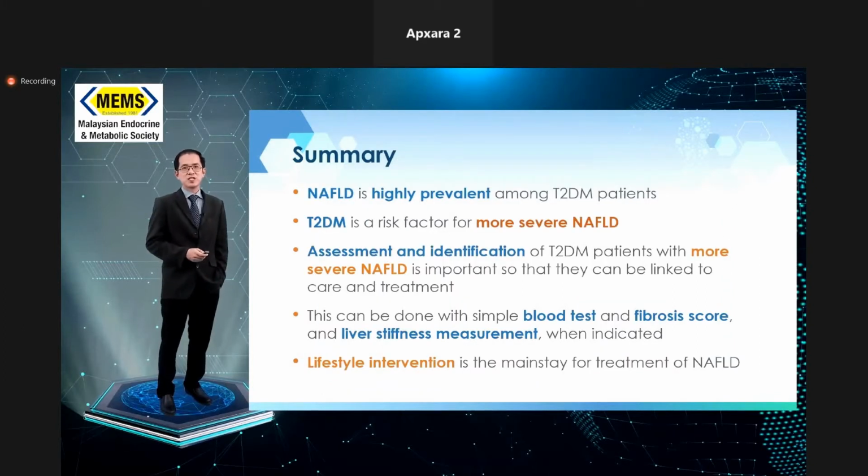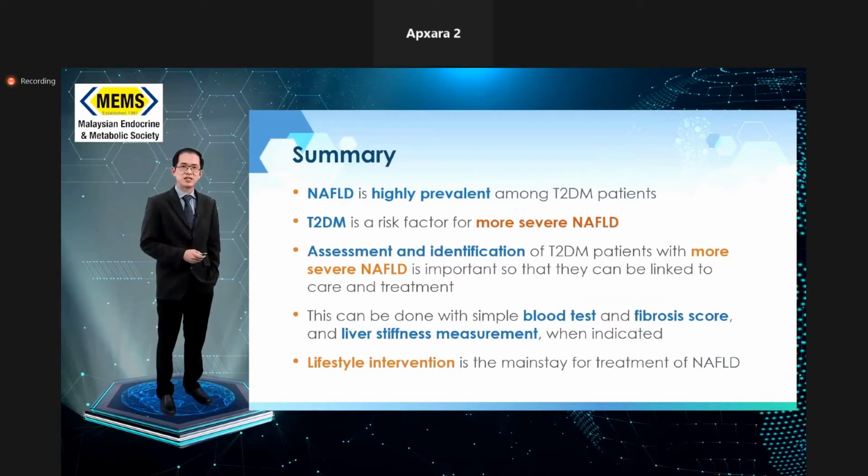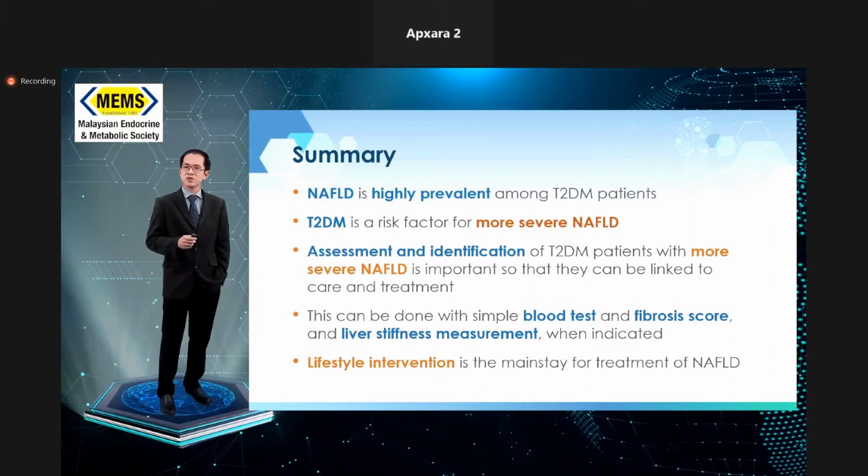Ladies and gentlemen, I would like to summarize by saying that NAFLD is highly prevalent among patients with type 2 diabetes mellitus, and type 2 diabetes mellitus is a risk factor for more severe NAFLD. Therefore, it is important that assessment and identification of type 2 diabetes mellitus patients with more severe NAFLD is carried out so that these patients can be linked to care and treatment.